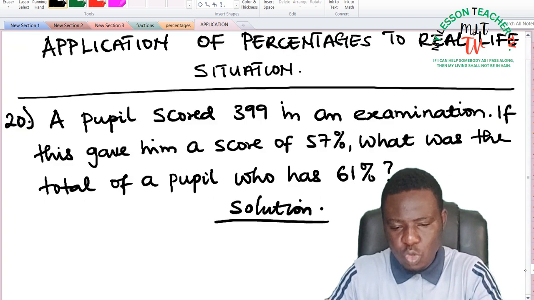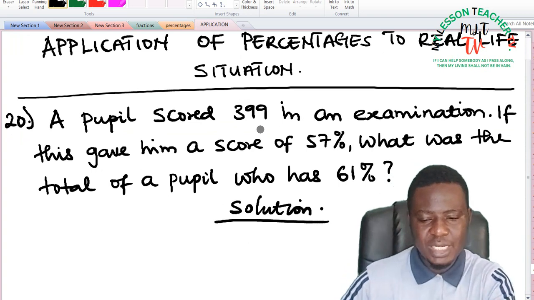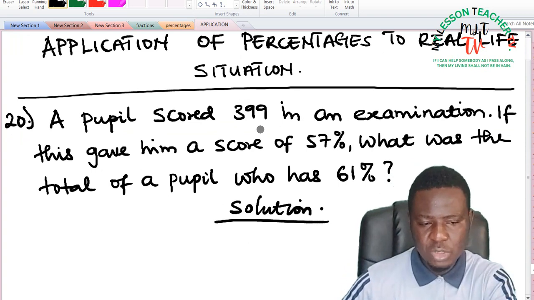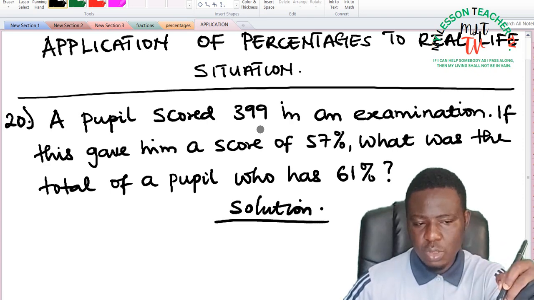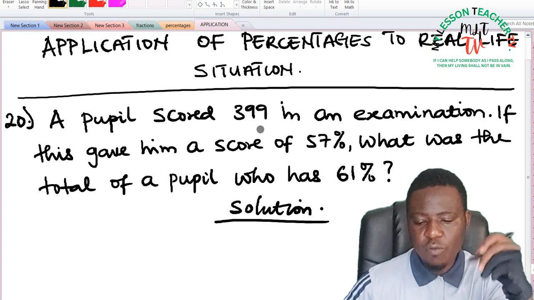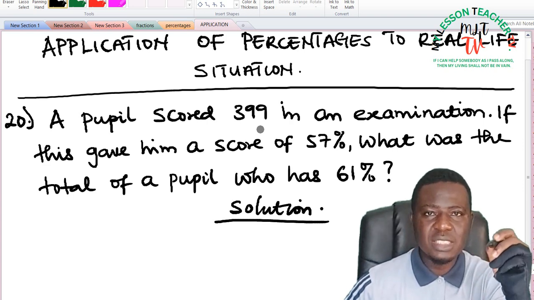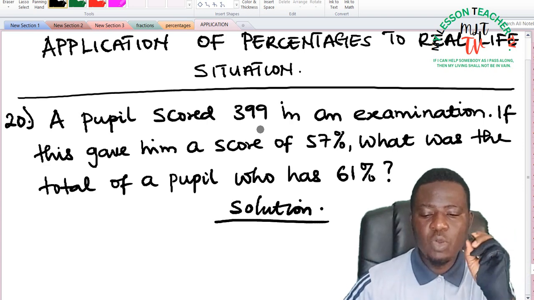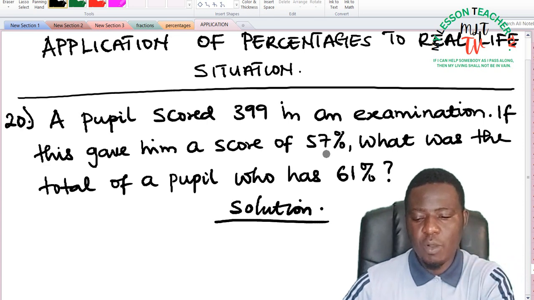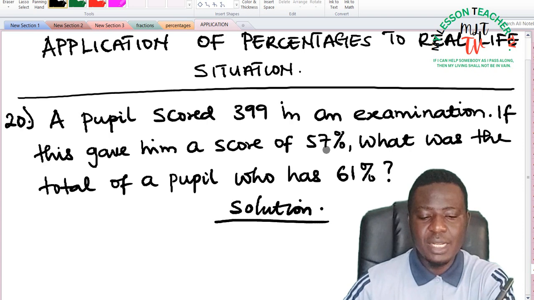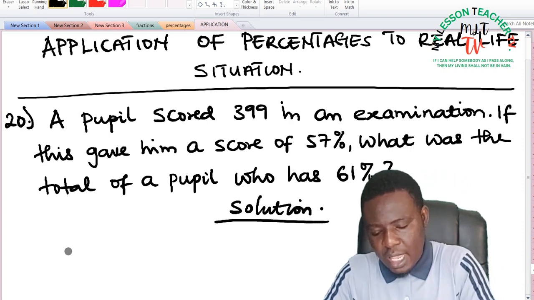That a pupil scored 399 in an examination, and this gave him 57%. Now, in that same examination, what was the total score of a pupil who has 61%? So we are going to find the total score of that examination so that we can also get 61% of that score.